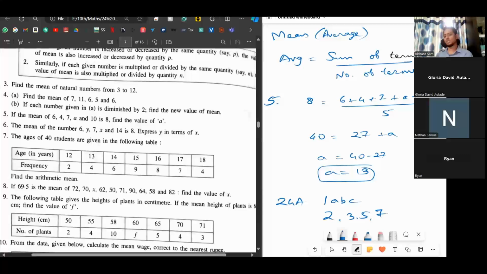Yeah. So these questions are based on the same formula. Same formula means average or mean is sum of terms divided by the number of terms. See, this is your formula. Average or mean is equal to sum of terms divided by number of terms.